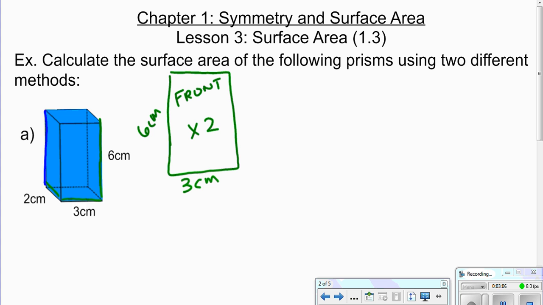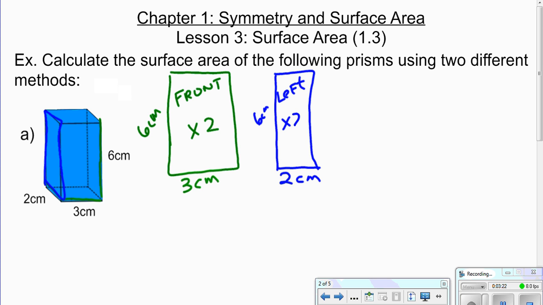Then I'm going to draw out the side. The side is also a rectangle, but the bottom width is 2 centimeters and the height is 6 centimeters. So this is the left side, but we also said that the right side would be the same, so this is going to be times 2. And then lastly, there is the top and bottom, which is more square-like, but also a rectangle because one side is 2 centimeters and the other side is 3 centimeters. This is the top, but the bottom would be the exact same, so this is again times 2.